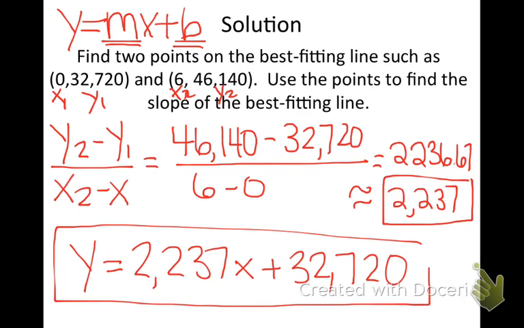A linear model for the amount spent on television advertising is y equals 2,237x plus 32,720.